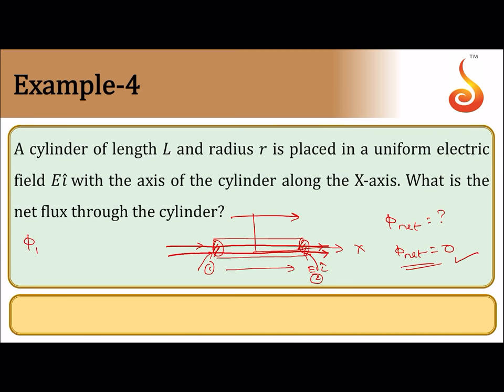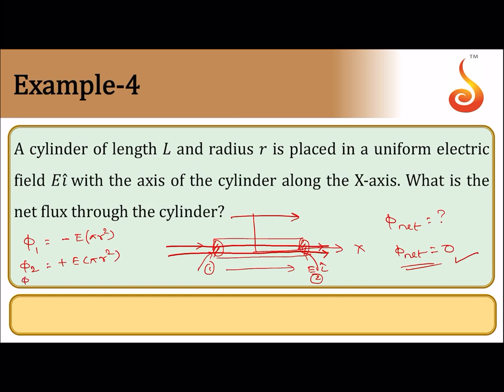Flux through 1 is equal to E into area, which is pi r squared, and it's entering. So it will be minus E into pi r squared. Both are in the same direction as far as the x-axis is concerned. Phi 2 will again be E into pi r squared, but now it's leaving, so it is plus.